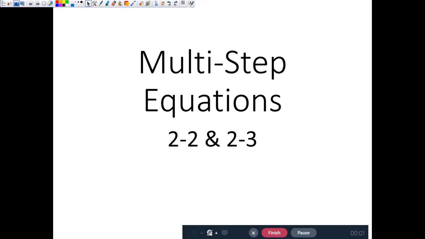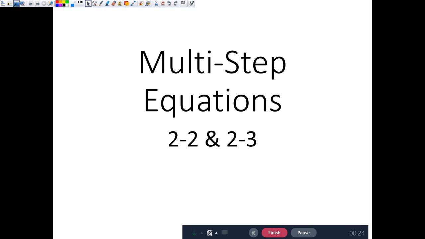Multi-step equations note. Okay, it says 2-2 and 2-3, not the multi-step word problems, but the one that's the gray one. This is a different one. Okay, everything that I write down, you should write down.